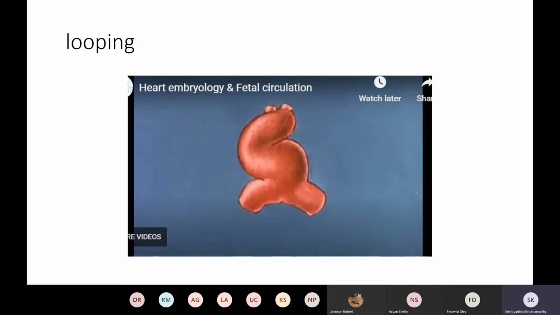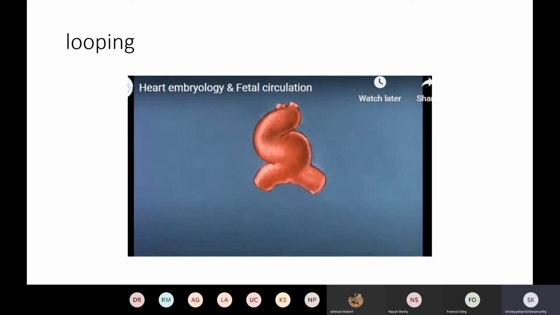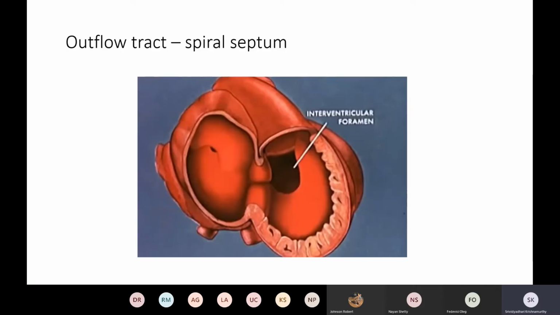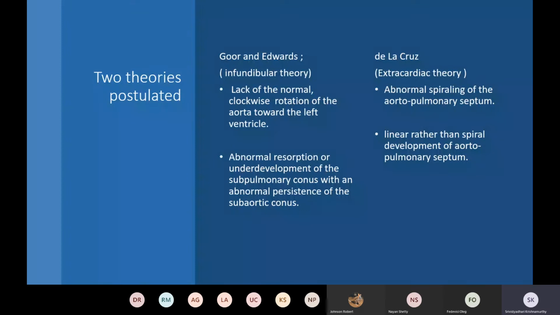Okay, so I thought that was going to be very helpful for understanding how TGA ends up happening. Sorry, I've got a few extra slides just in case that didn't work.